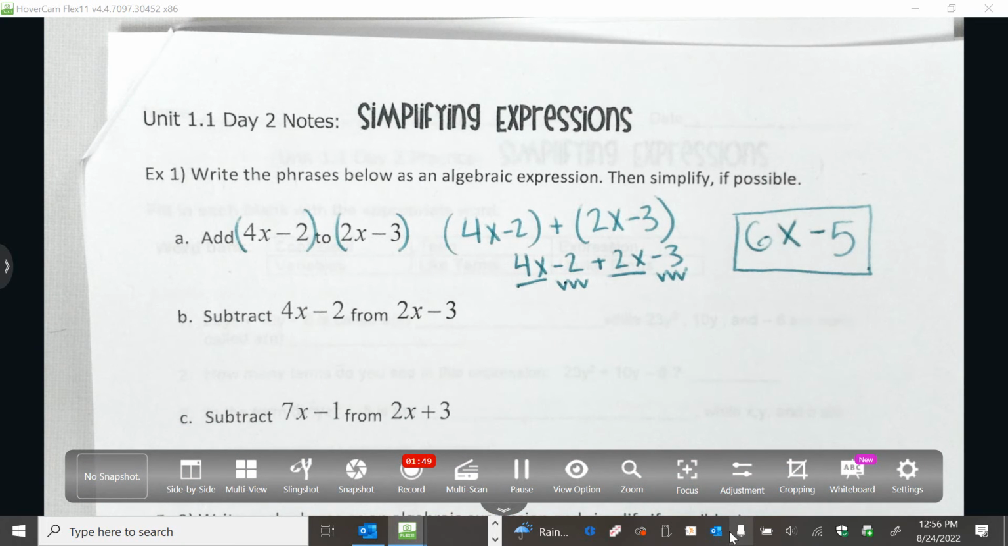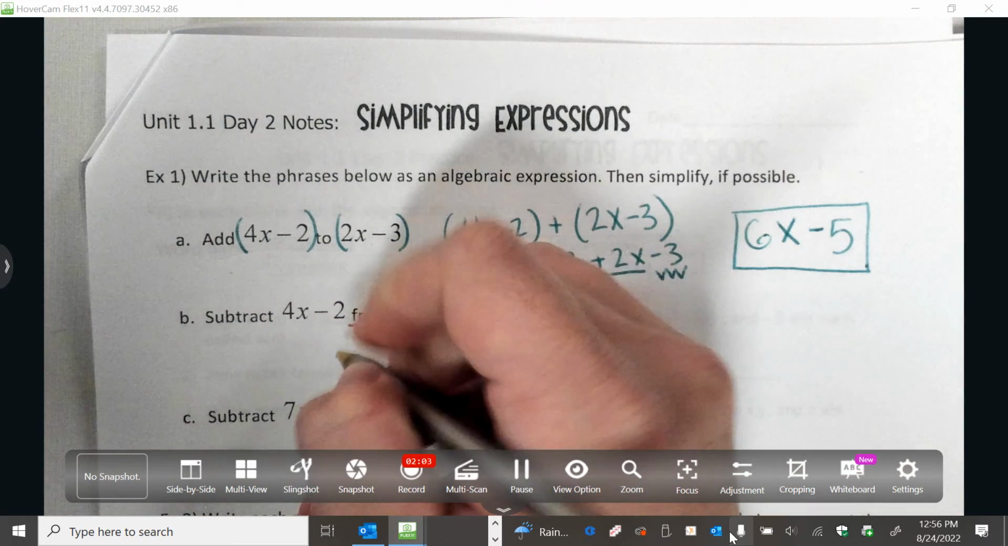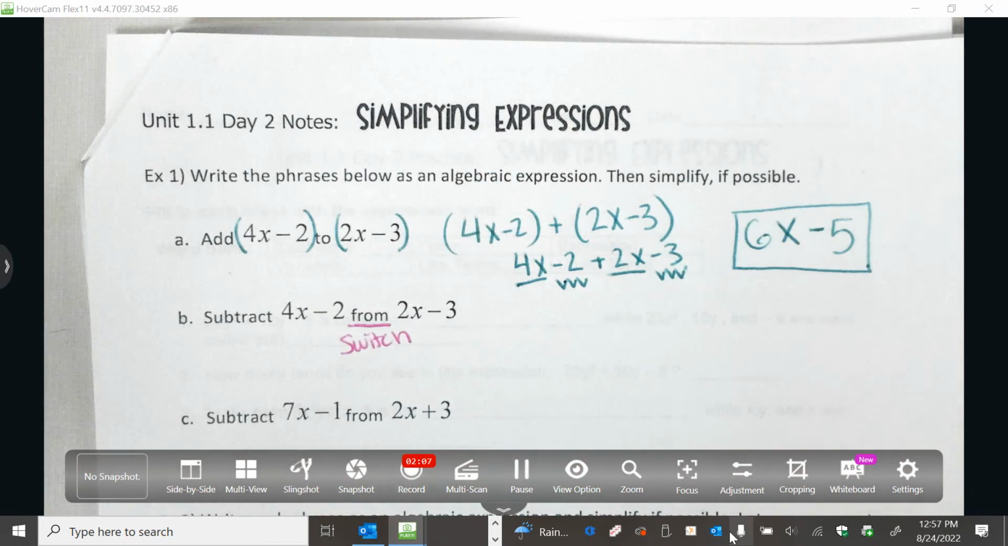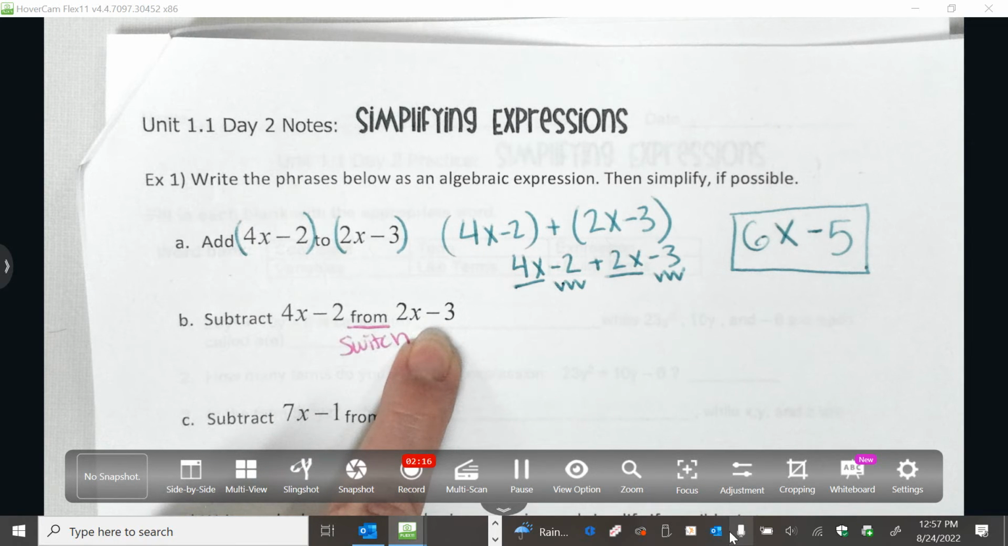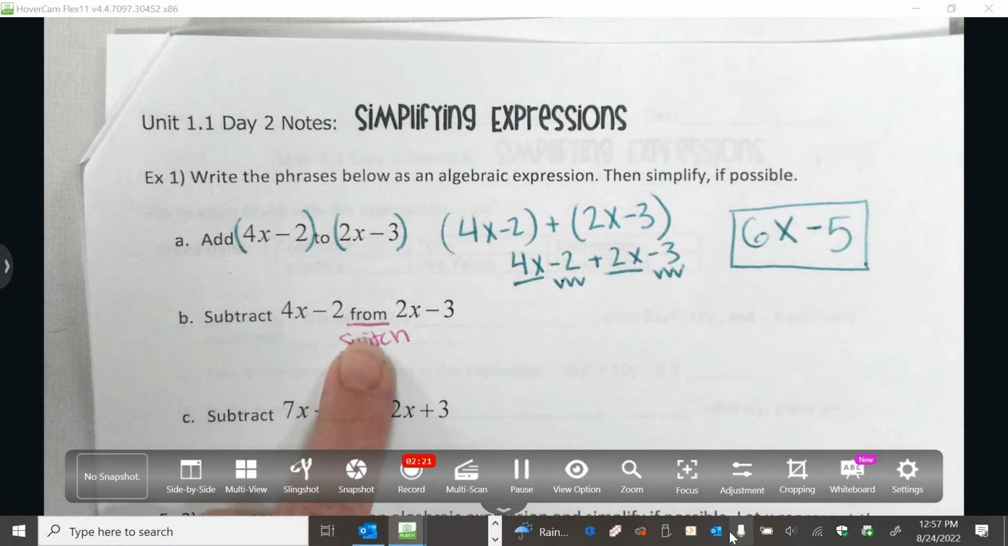Okay, so the next one says subtract. Subtraction's different. Does order matter? Yes. The word from tells us that we have to switch order, and I'm going to explain why. If I want to take something from you, don't you have to have it first? Right? So if I want to take something, I have to have this first. Therefore, order has to be flipped, switched, anytime you see the word from.